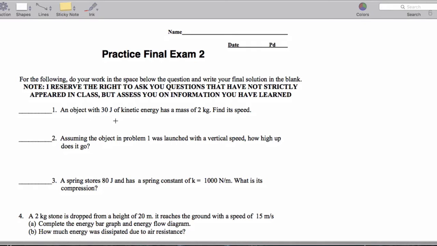So an object has 30 joules of kinetic energy and a mass of 2 kilograms, and we want its speed. So I hope that right away you feel comfortable that the formula we want to use is EK is 1/2 mv squared. And we're simply going to throw in our numbers. So 30 is 1/2 times mass, which is 2, times v squared. V ends up being the square root of 30. And so when we solve, we're going to end up getting about 5.5 meters per second.